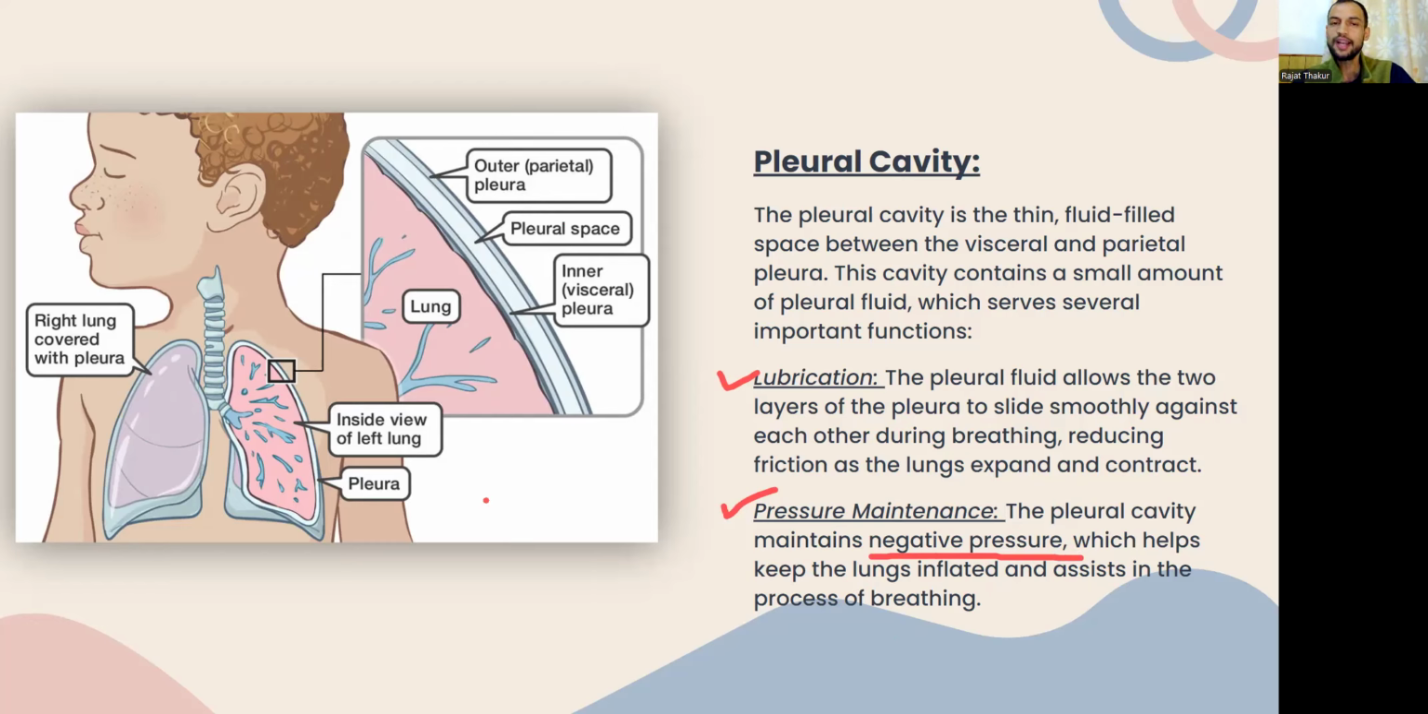So, outside in the atmosphere, there is a certain pressure. Outside the lungs, the pressure is 760 mmHg. Let me see if I can pull this up using a mouse.